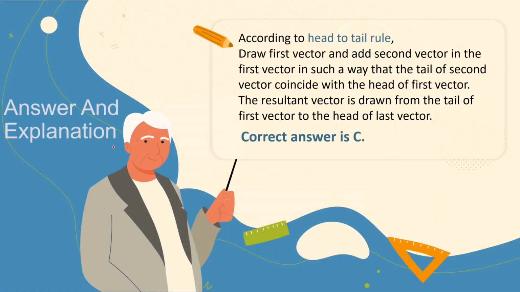Here is the answer and explanation. According to the head to tail rule, first draw the first vector and add the second vector in such a way that the tail of the second vector will coincide with the head of the first vector. Then the resultant vector is drawn from the tail of the first vector to the head of the last vector. When you apply the head to tail rule according to the given situation, then the correct answer is C.